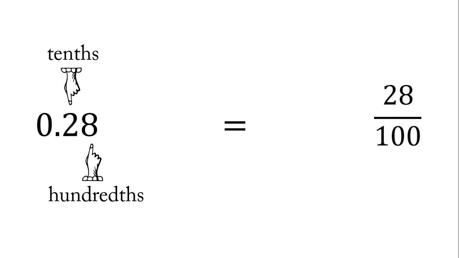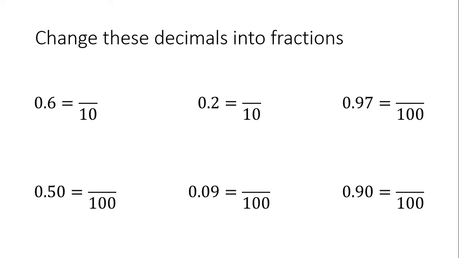28 hundredths. So when we're converting decimals into fractions, the hardest part is just figuring out that denominator. And it's not that hard. All we need to do is look at the place value. So, let's try it out. I've given you 6 decimals, and all I want you to do is convert them into fractions. Press pause to try it out. Press play to check your answers.